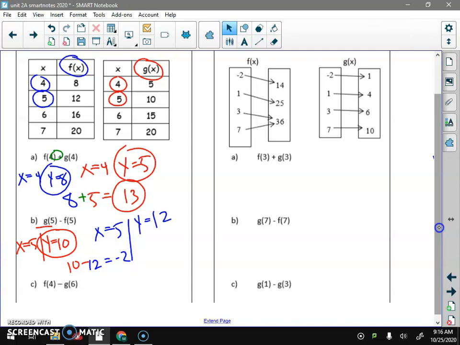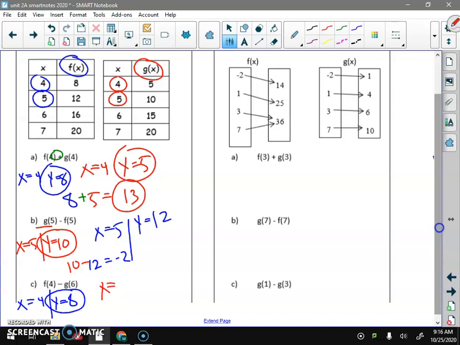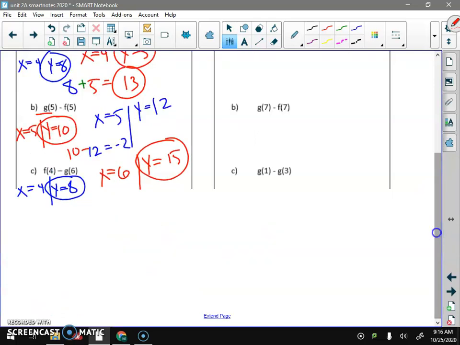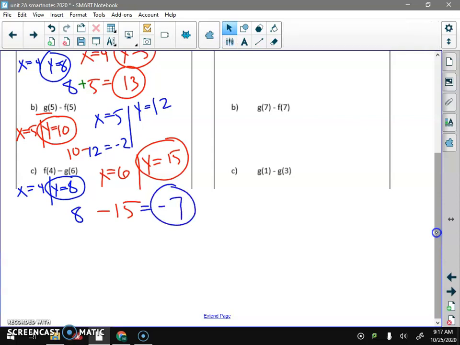One more. F of 4, blue. Great wall. Now you're getting the hang of it. 4 points to 8. Circle it. G is in red. Great wall, x equals, y equals. X equals 6. 6 points to 15. Circle it. And we have 8. One extra step: 8 take away the 15. And the answer, calculator, is negative 7. Nicely done.